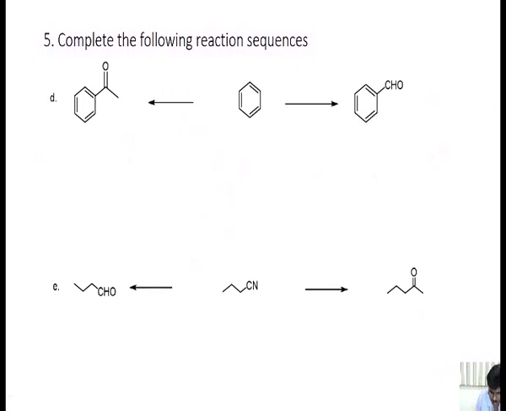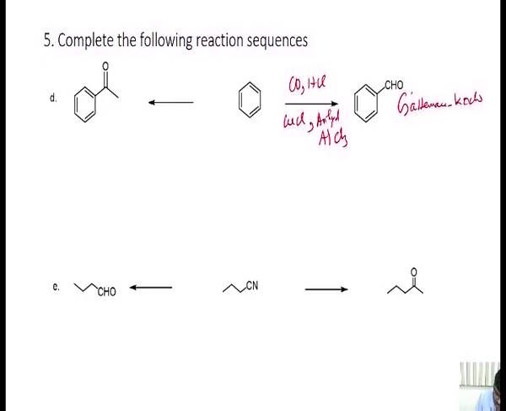Here, the transformation of benzene to acetophenone and benzaldehyde is given. This can be accomplished using carbon monoxide and hydrochloric acid in the presence of copper(I) chloride and anhydrous aluminum chloride. This is known as the Gattermann-Koch reaction.